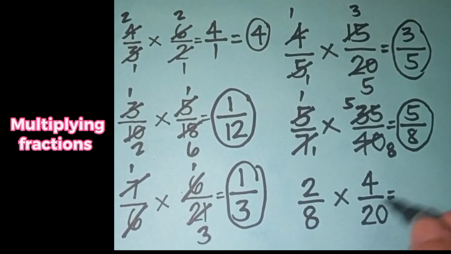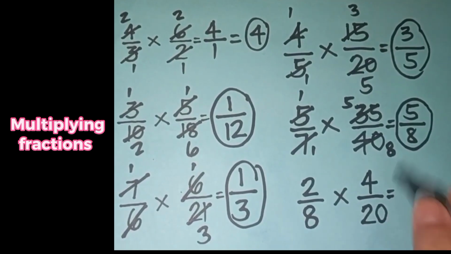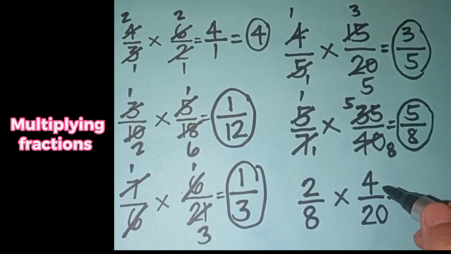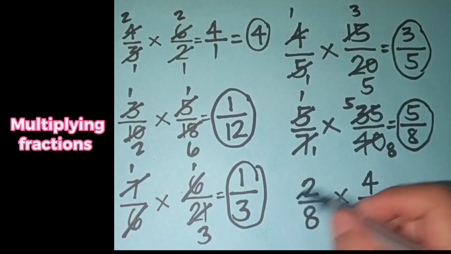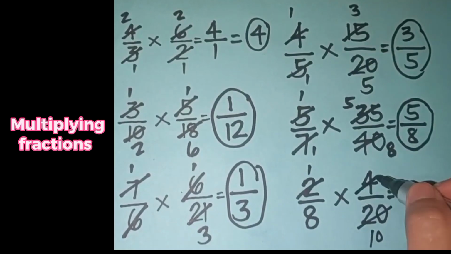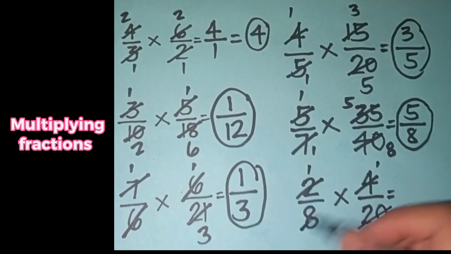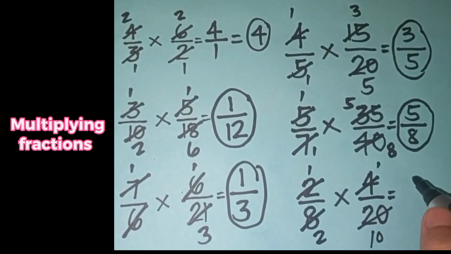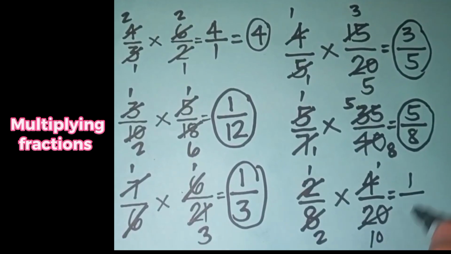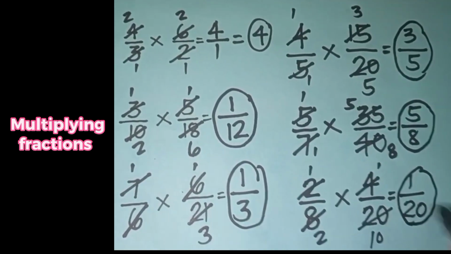Let's proceed to the last example, 8 times 4 over 20. So first we have to find the GCF between 2 and 20. And the GCF is 2. So 2 divided by 2, that is 1. How many 2 in 20? We have 10. And between 4 and 8, how many 4 in 4? We have 1. How many 4 in 8? We have 2. Then we multiply the remaining factors in the numerator and in the denominator. So 1 times 1, we have 1. 2 times 10, that is 20. So our answer is 1 over 20.